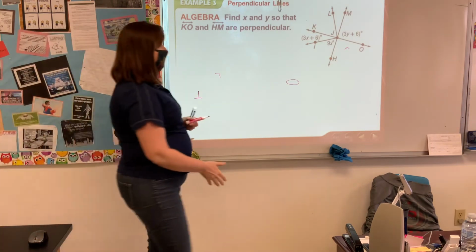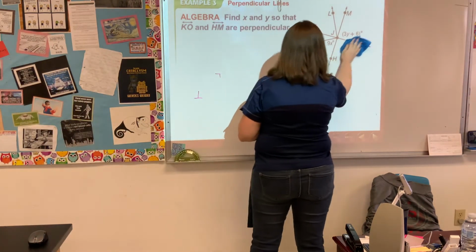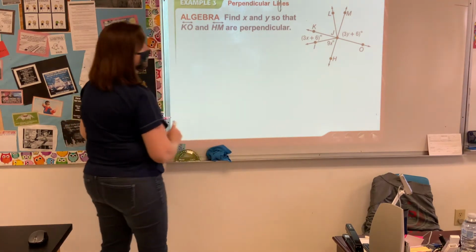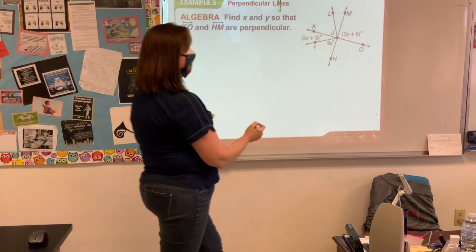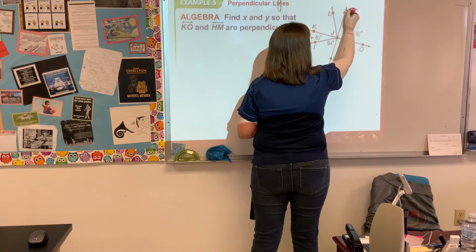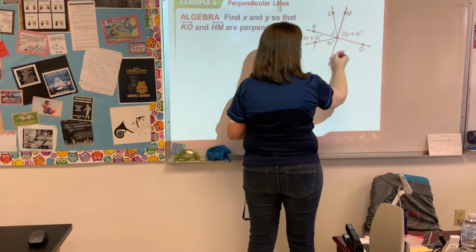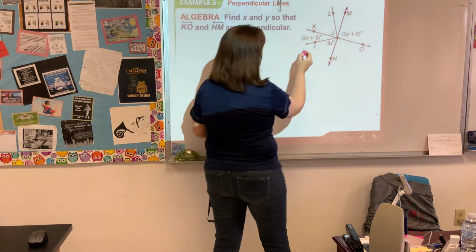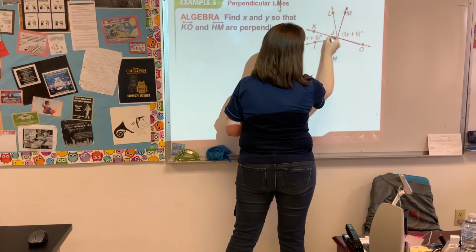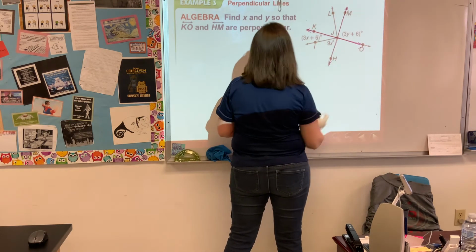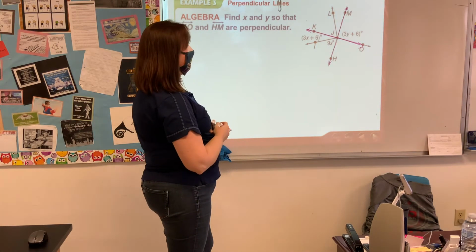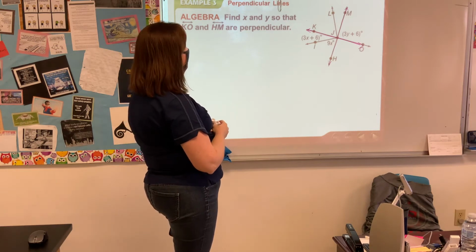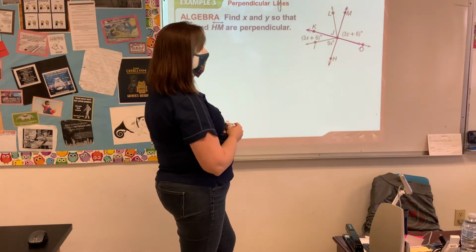So let's make use of that. It says find X and Y so that KO and HM are perpendicular. Okay, so we have HM right here. We have KO right through here. And it says we need to find a particular value of X and a particular value of Y, so these two are going to be perpendicular.